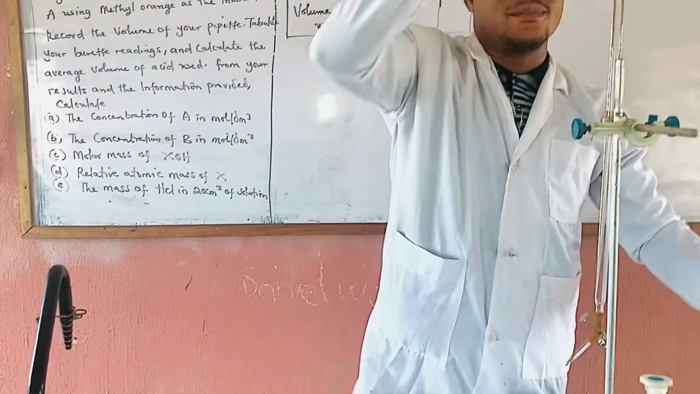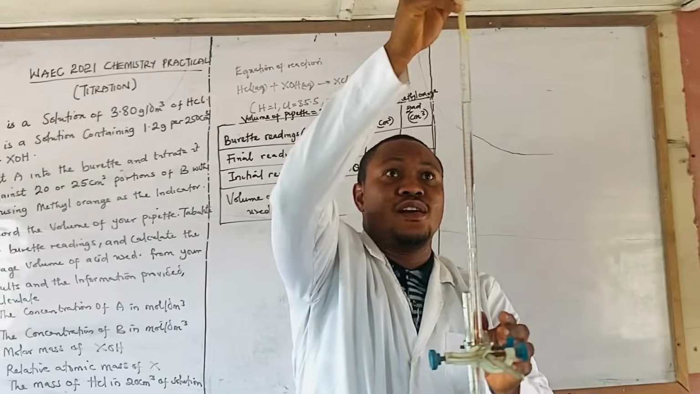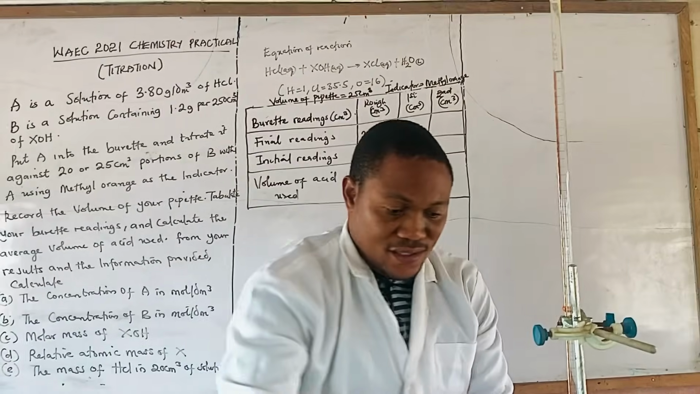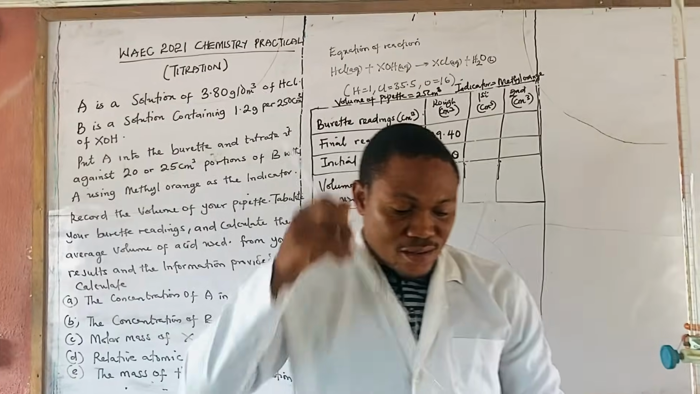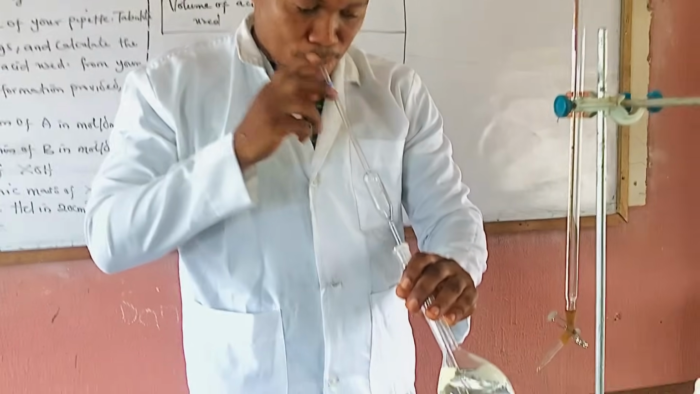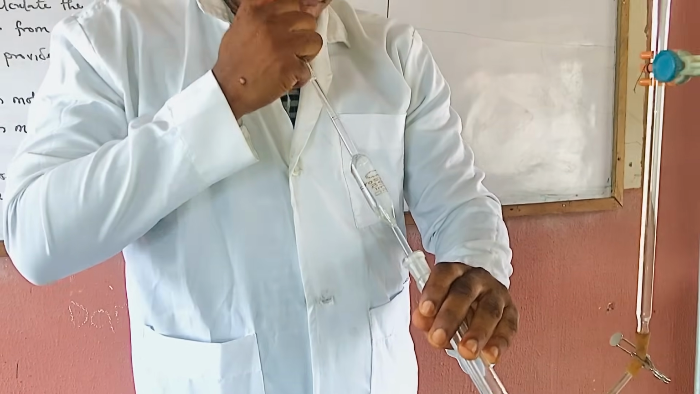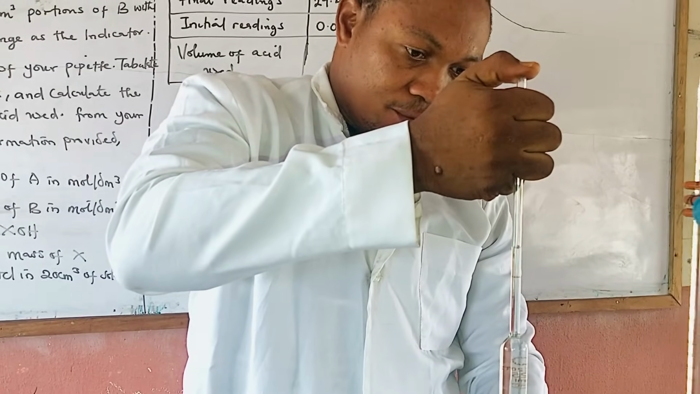The first time I didn't remove the funnel, that's a mistake. So you have to remove the funnel before you actually start titrating, please. That's a mistake. You need to remove the funnel. Very important. That's one of the precautions you have to take. So we pipette another 25 of the base.